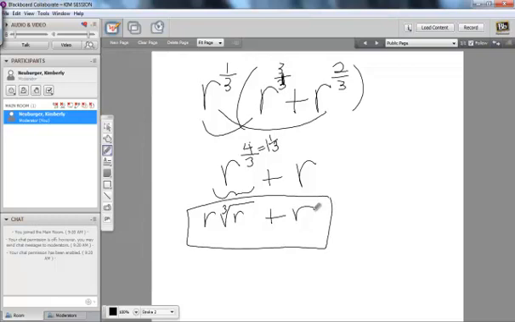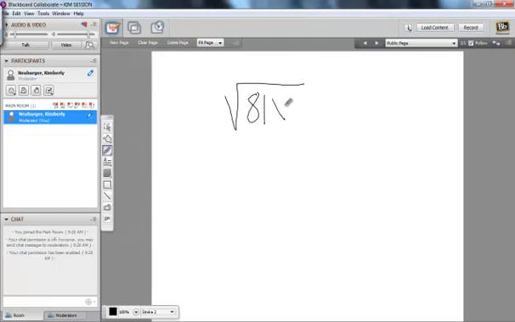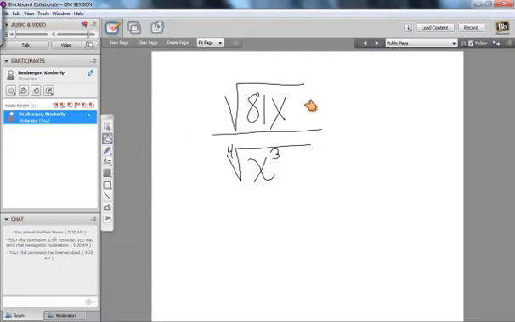Let's take a look at one more type of problem. Let's say you have something where you're dividing. For instance, you have square root of 81x, and you're dividing it by the fourth root of x cubed. At first glance, you would say, well, we can't do anything because this is a square root and this is a fourth root. They have to be the same root in order to do anything. However, we can do a little bit.